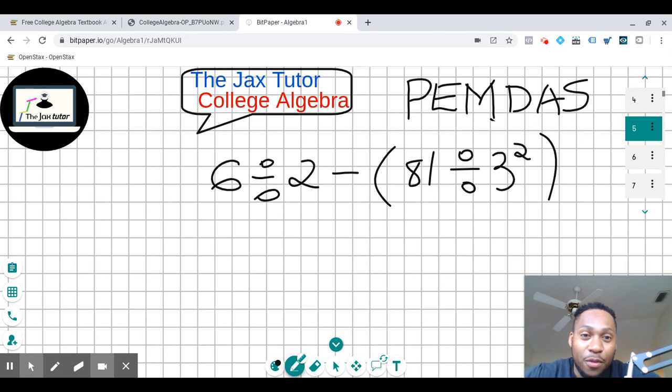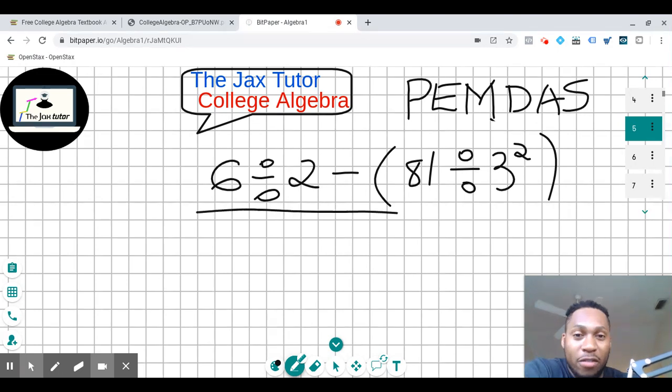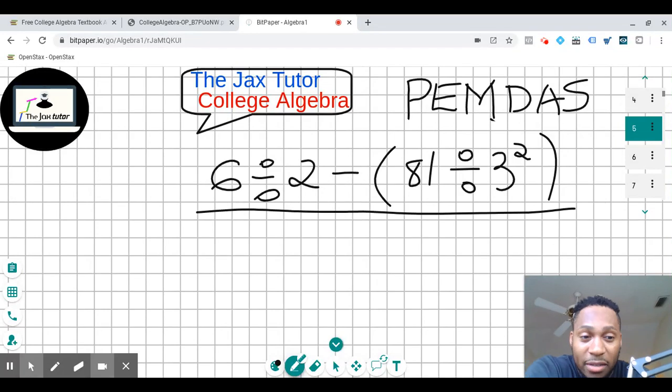So today we're doing PEMDAS. We have an expression, and we're trying to find a solution for it, a number that corresponds to whatever they give us as the expression. So we have 6 divided by 2 minus 81 divided by 3 squared inside of a parenthesis.